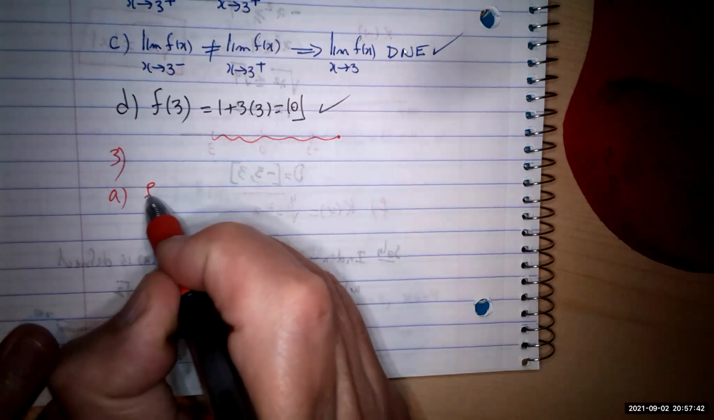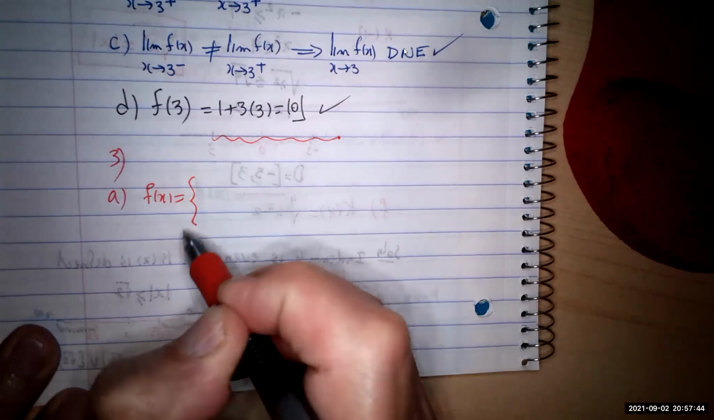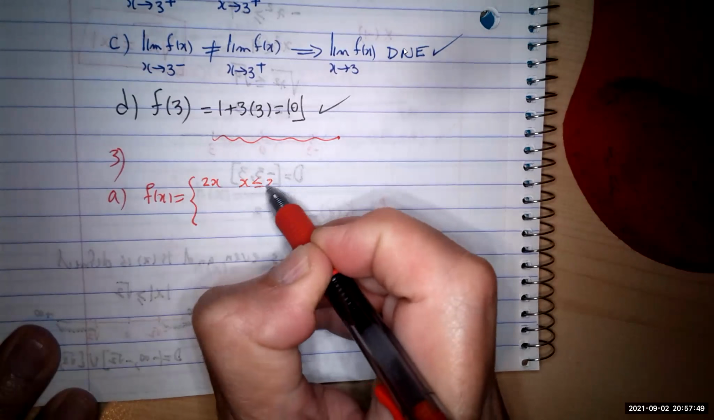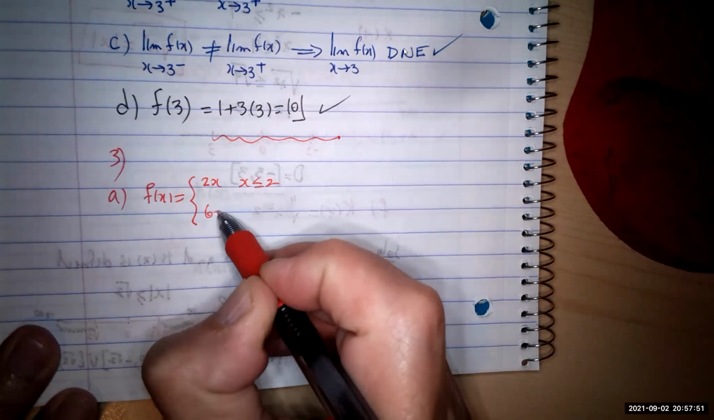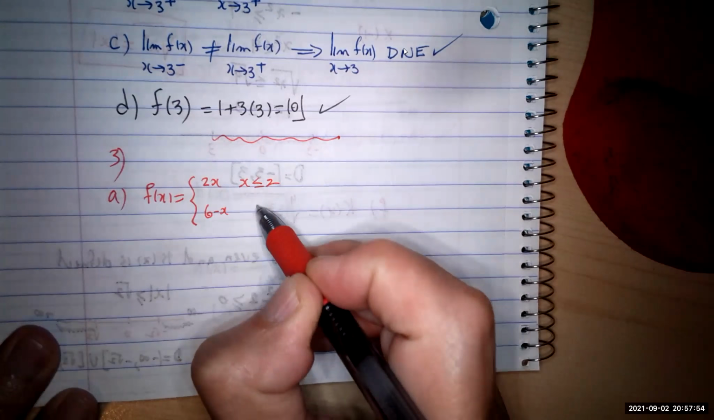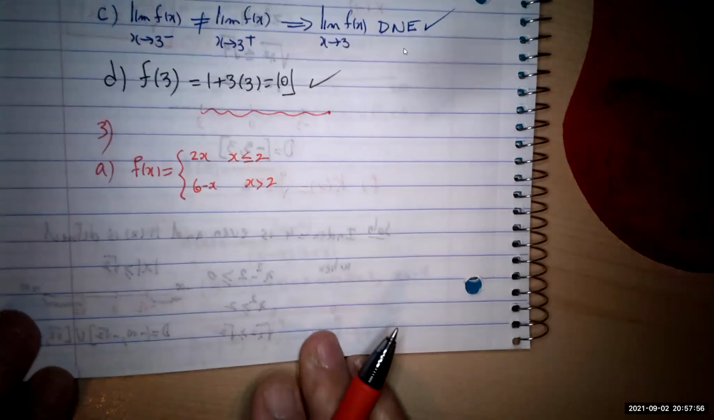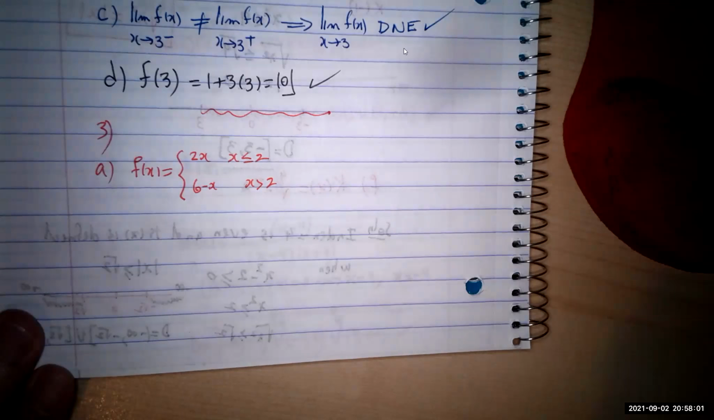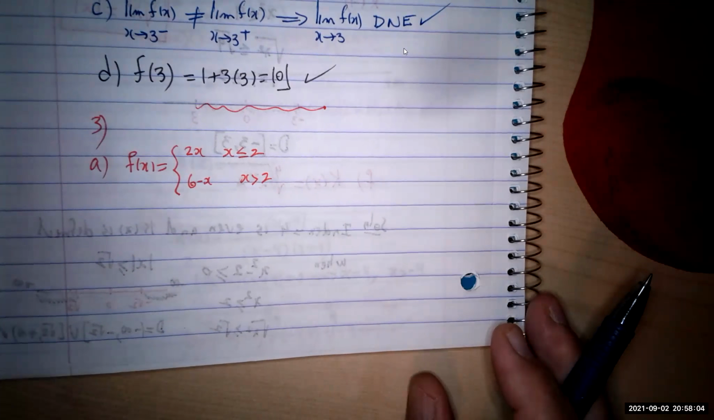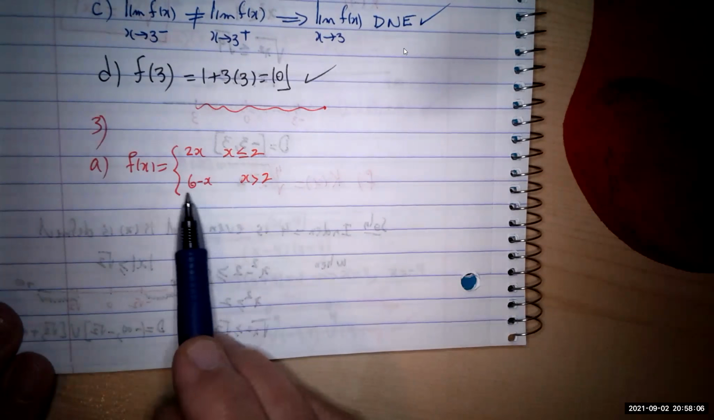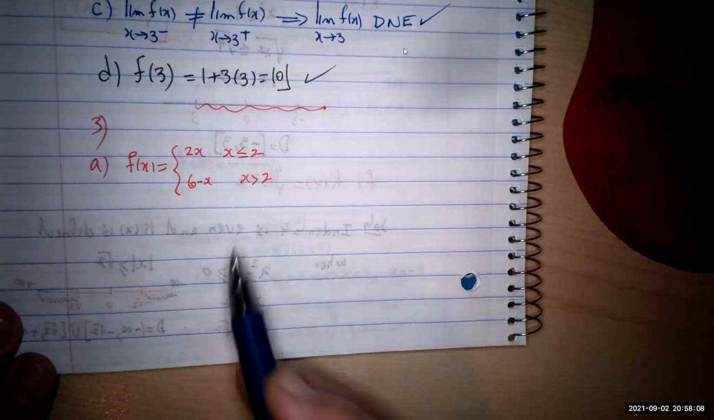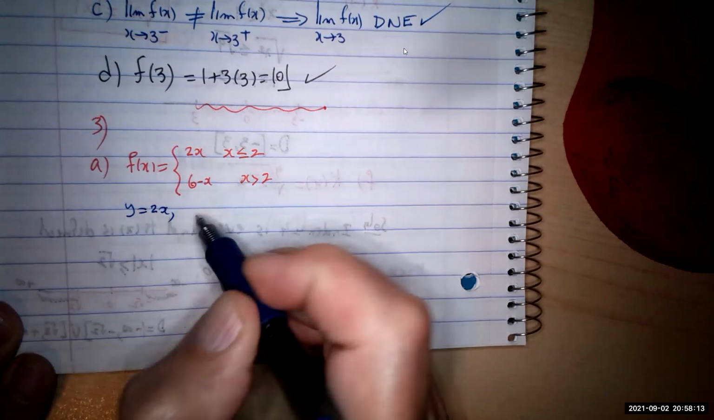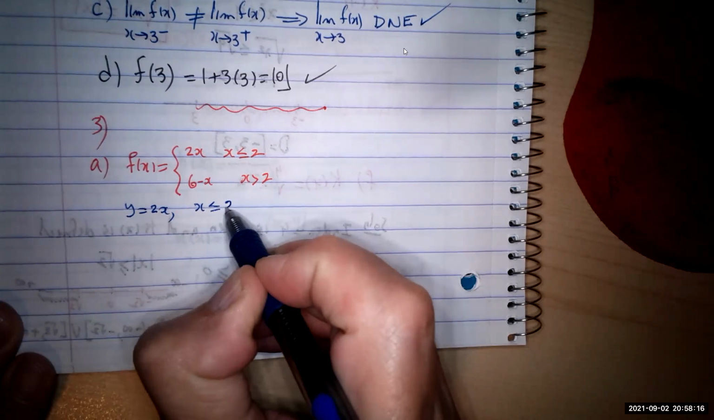And the function is f of x equal to 2x when x is less than or equal to 2, and 6 minus x when x is greater than 2. They ask to graph it first and find the limit at 2. Remember, we talked about it. For the piecewise defined function, we graph each portion separately, but in one xy coordinate. So we graph the first one, y equal to 2x, when x is less than or equal to 2.